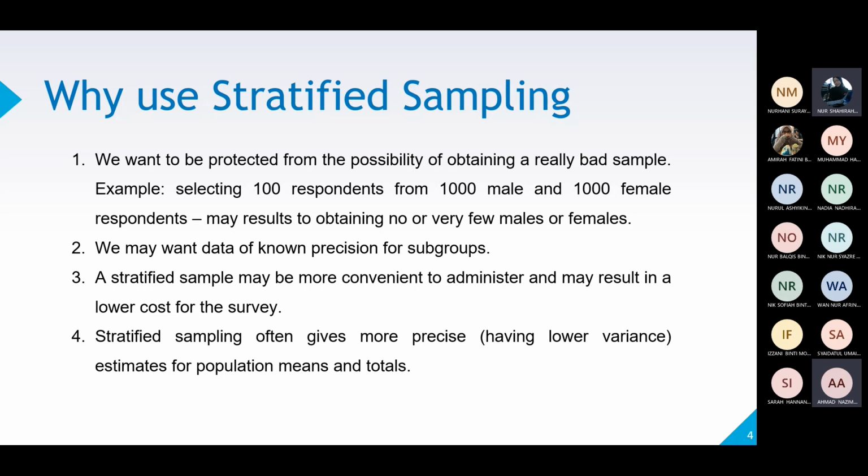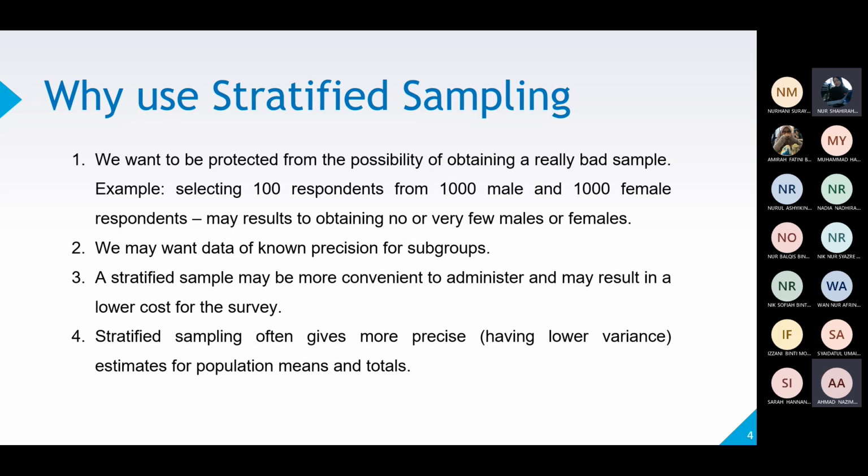Secondly, we may want our data to have known precision for subgroups. These subgroups should be the strata, which then coincide with the domains of the study. Right? Sometimes we want to have the precision because generally in national level studies, for example, we want to have precision in the estimation of those who live in rural areas and those who live in the urban areas. So we want this data so that we can know which are the challenges, which problems that we can tackle.